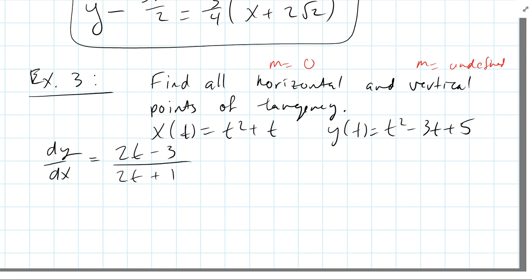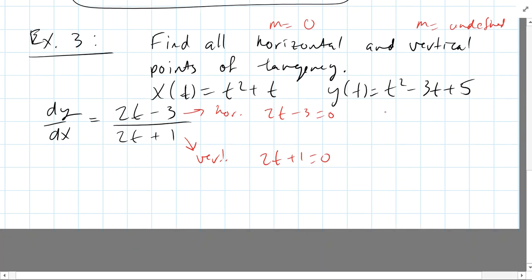Okay, if I want horizontal tangent lines, it's when 2t minus 3 equals 0. If I want vertical tangent lines, it's when 2t plus 1 equals 0. Does that make it easy? It does. So for this, I need my time to equal 3/2. For this one, I need my time to equal -1/2. Agreed? That's the easy part.